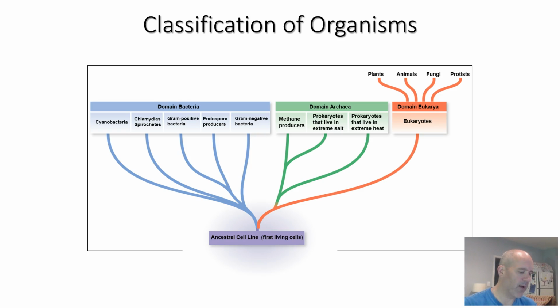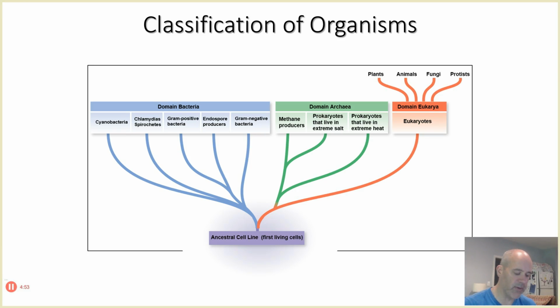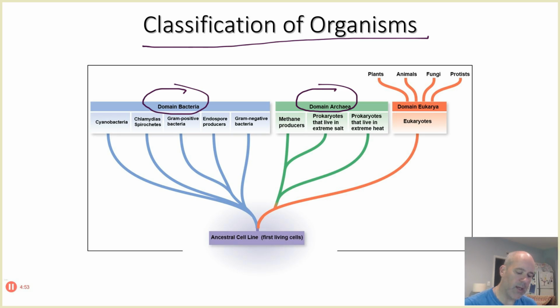Now a little bit more about classification of organisms. So there are different levels of classification. The broadest groups of living things are called domains. So we have a domain called the bacteria, the archaea, and the eukarya. Those are your broadest groups.